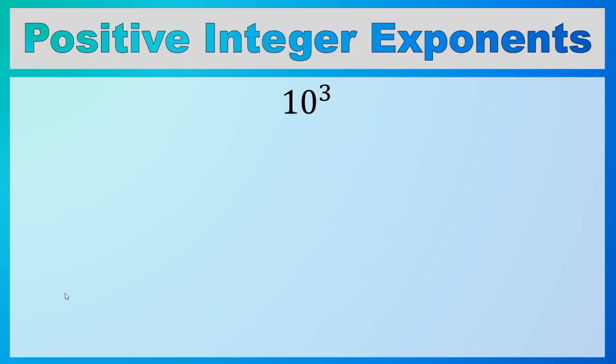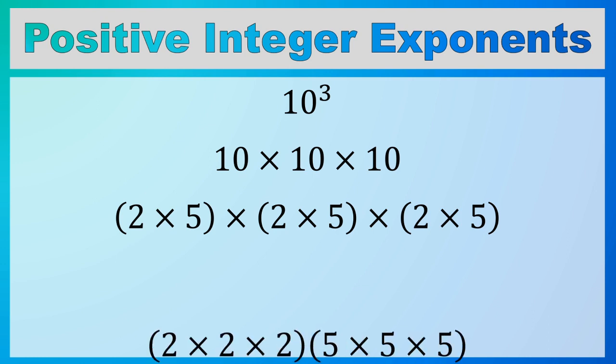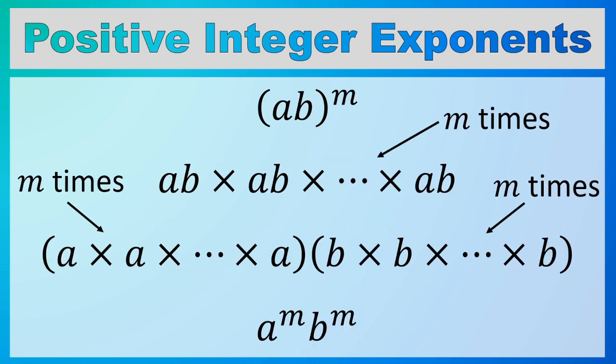exponents. Using the definition of exponents with repeating multiplication, 10 cubed is equal to 10 times 10 times 10. We're multiplying 10 by itself 3 times. Now 10 is equal to 2 times 5, and order does not matter for multiplication. And then again, we use the definition of exponents with repeating multiplication. And you can do likewise with variables.